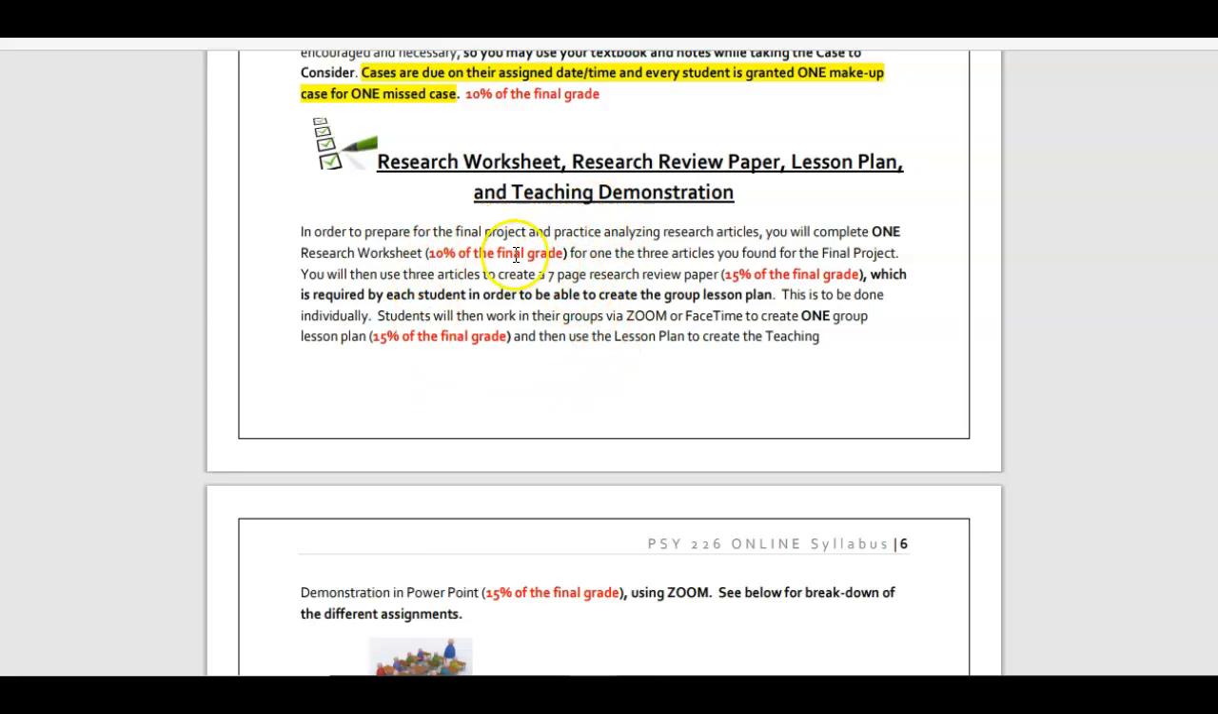Then you're going to take your 3 articles that you find and write a paper on them. Again, it's only a 5-page paper with a reference page and a title page. So it's a pretty simple, straightforward paper about the most important information from those 3 articles.